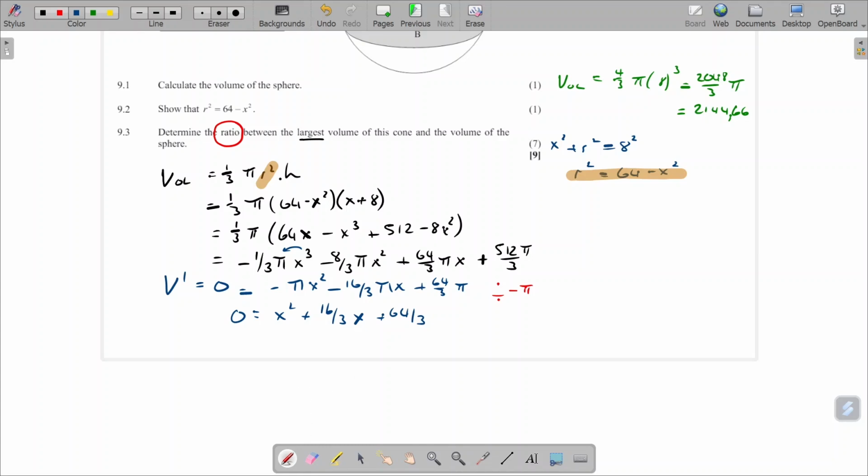I'm going to times through by 3 this time, just to make my life a little bit easier, because what I'm hoping is that it factorizes, which at the moment is not becoming apparent to me. So 0 equals 3x squared plus 16x plus 64. Okay, I should have done something here. I've divided by minus pi, so that should have been minus 64 over 3 and minus 64. Glad that I checked.